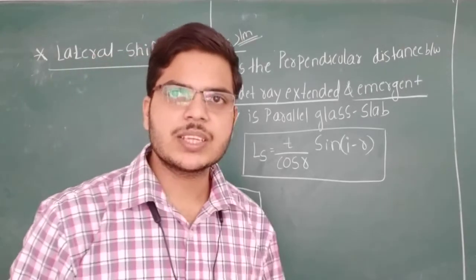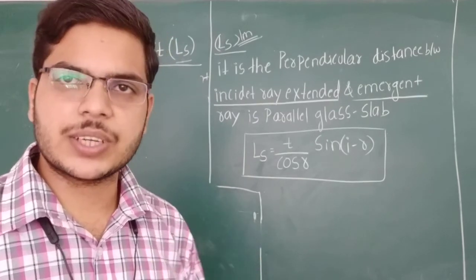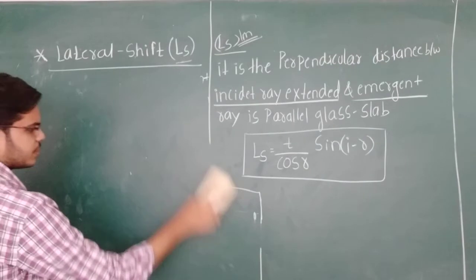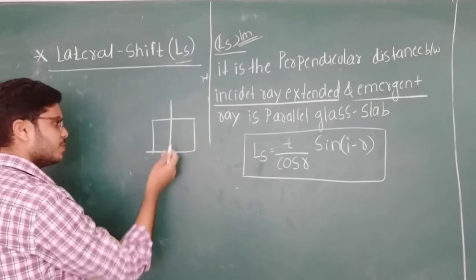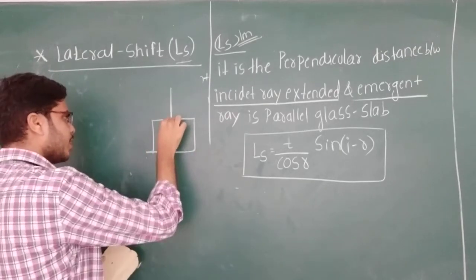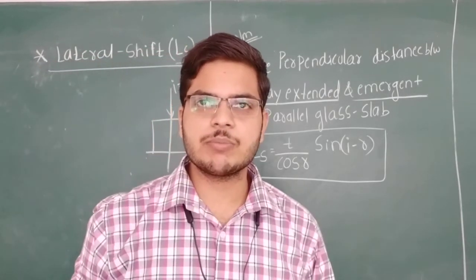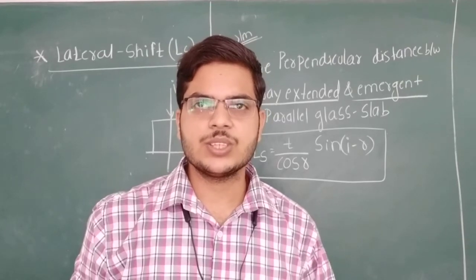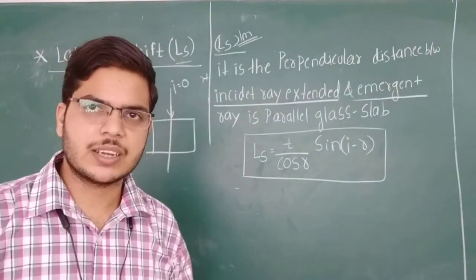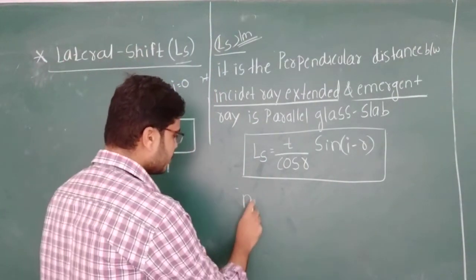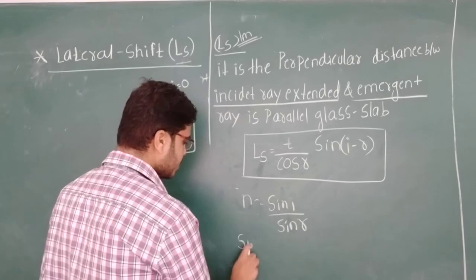Now, here we are seeing some special cases. If the angle of incidence is equal to 0 degree, imagine that this is the glass slab, and this is your normal. You are making the ray incident along the normal. I is equal to 0 degree means normal incidence, which means you are making the ray incident along the normal. Then there is no refraction. From Snell's law, n is equal to sin I by sin R. Sin R is equal to what?